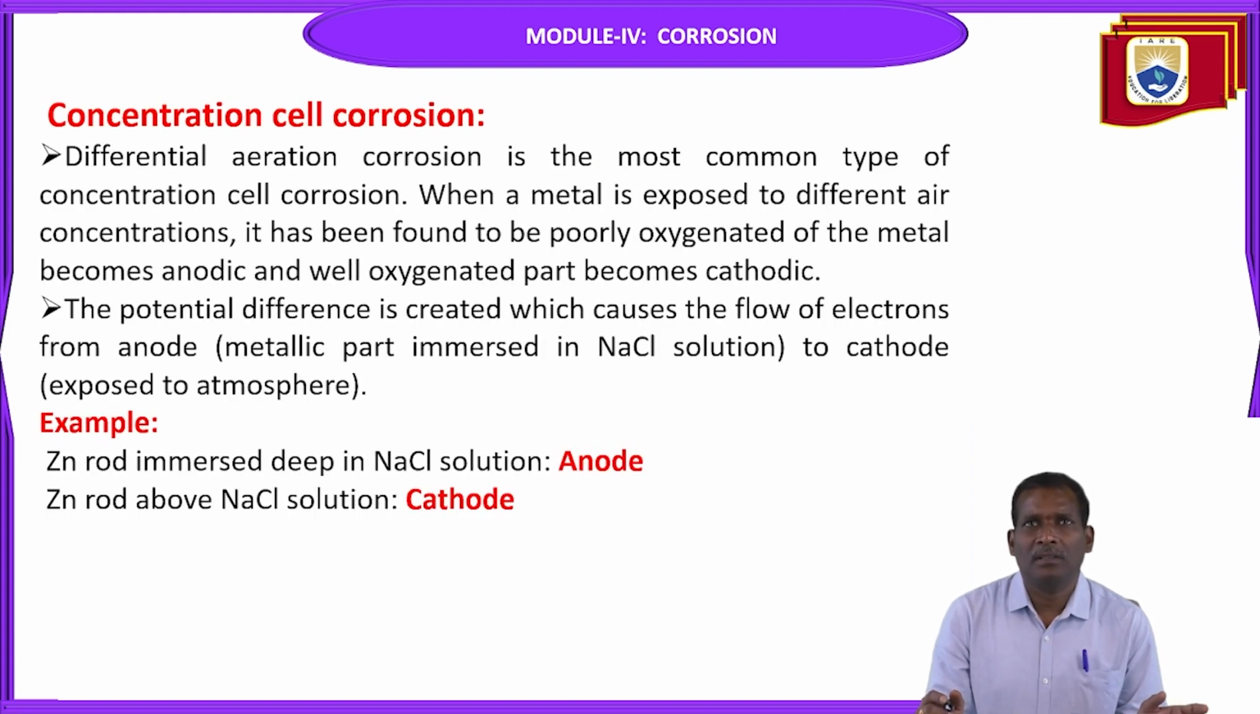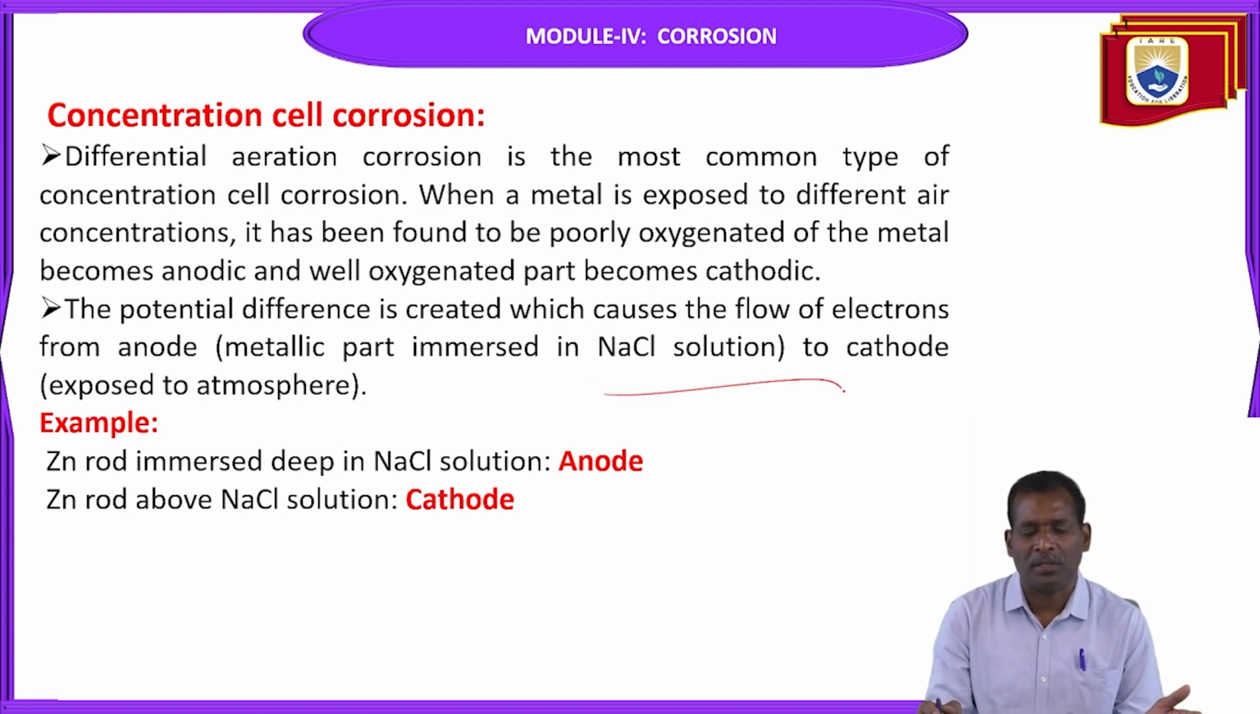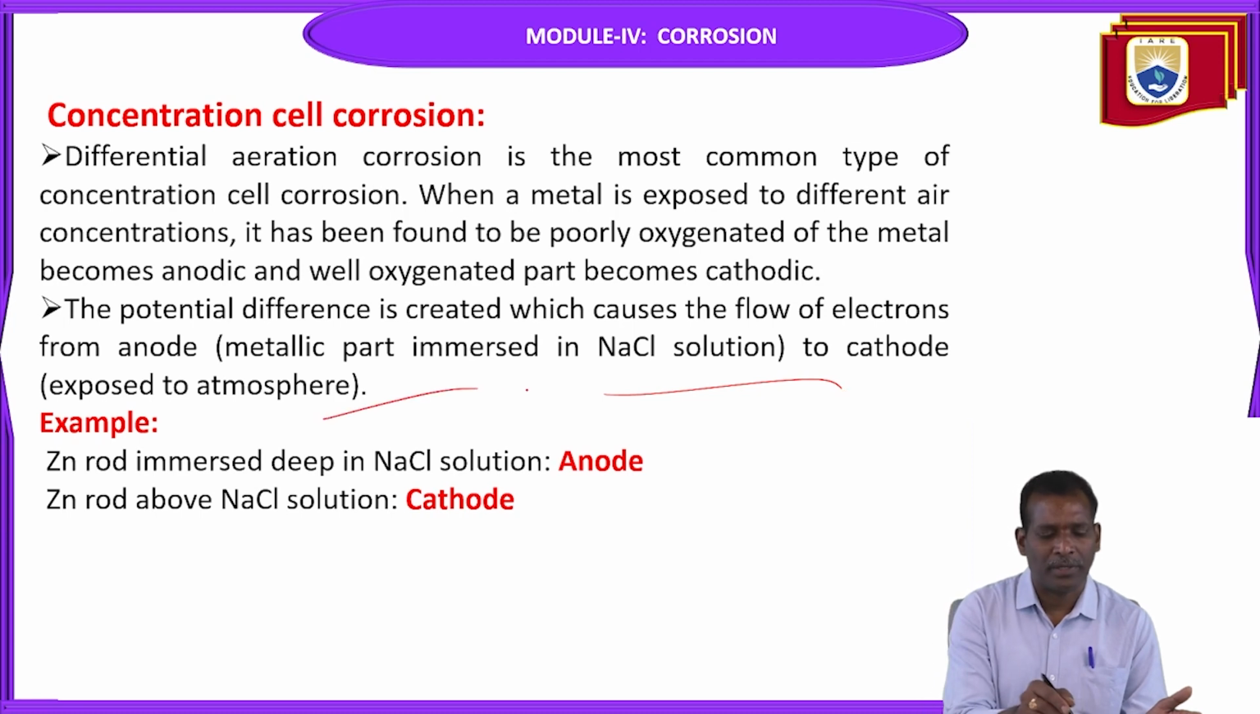Differential aeration corrosion is the most common type of concentration cell corrosion. When a metal is exposed to different air concentrations, similar to different liquid concentrations, the air concentration also plays an important role. It has been found that the poorly oxygenated part of the metal becomes anodic and the well oxygenated part becomes cathodic. The potential difference causes the flow of electrons from the anode, the metallic part immersed in NaCl solution, to the cathode exposed to the atmosphere.